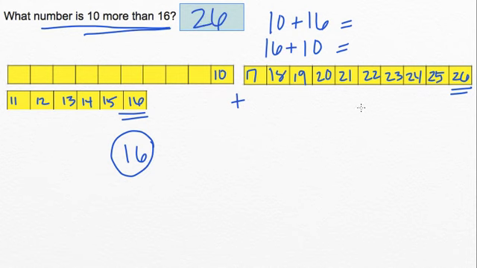If you laid out all of your blocks like this, and then you started counting, what you could do is say this is 10 blocks, this is 20 blocks here, and then I have 6 more blocks here. So you could have added 20 blocks plus 6 blocks. It all depends on what you're comfortable with. So 10 more than 16 is 26.